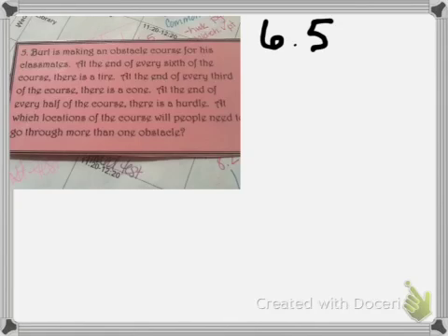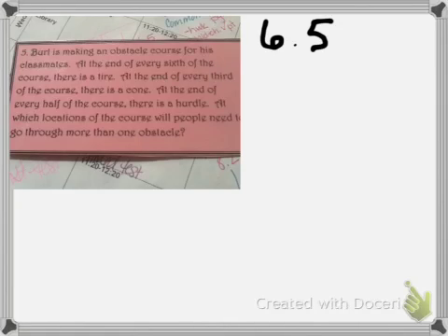It says Burl is making an obstacle course for his classmates. At the end of every sixth of the course, there is a tire. At the end of every third of the course, there is a cone. And at the end of every half of the course, there is a hurdle. At which locations of the course will people need to go through more than one obstacle?